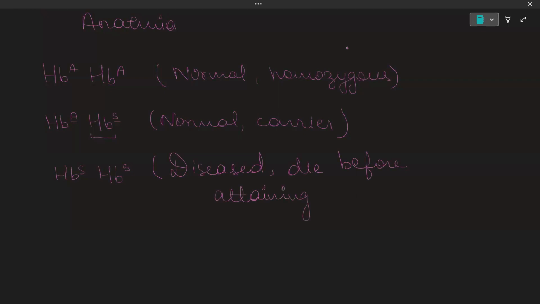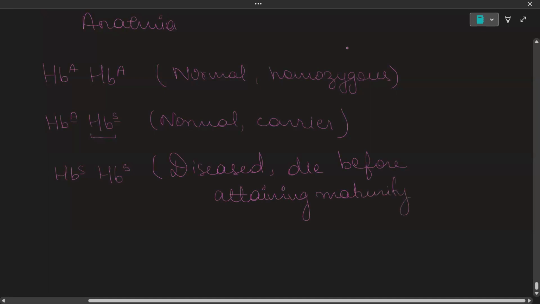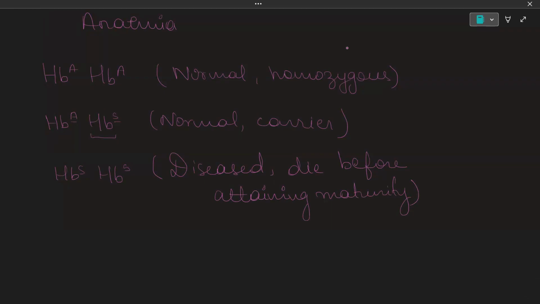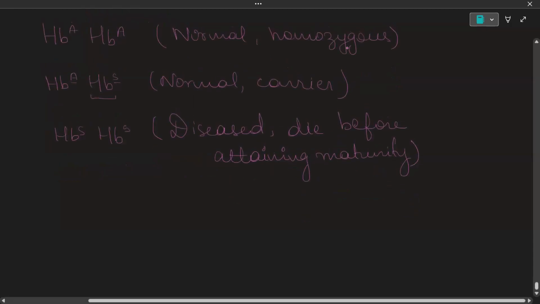Okay, so they don't also attain maturity. So these type of individuals that will have the sickle cell anemia, they will die much before attaining maturity. Got it? Okay. Now see, for all those carrier humans, carriers of sickle cell anemia, they would have a 50% chance of either transmitting to the offspring or not, isn't it? Because they are the carriers for this particular disease.